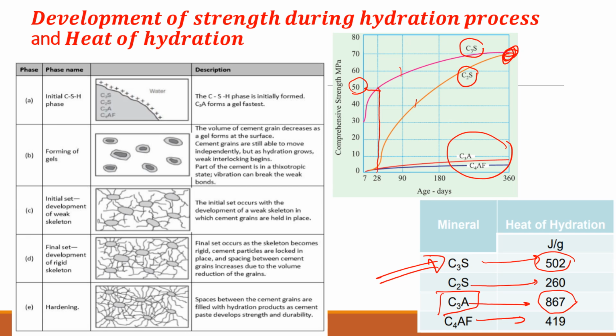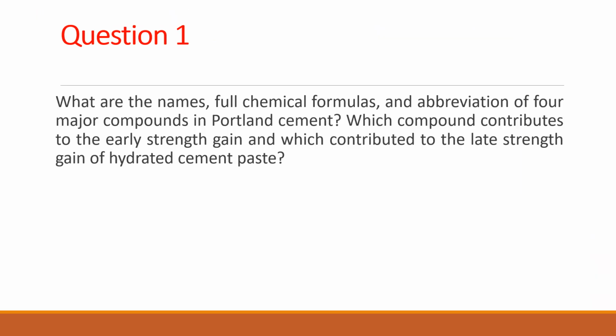Now I have summarized the whole lecture, I think, most of the lecture. I want you to answer this question. I have already told you this stuff. So can you please write the answers in your books or the tablets or whatever you are using. What are the names, full chemical formula, and the abbreviations of 4 major compounds in Portland cement?